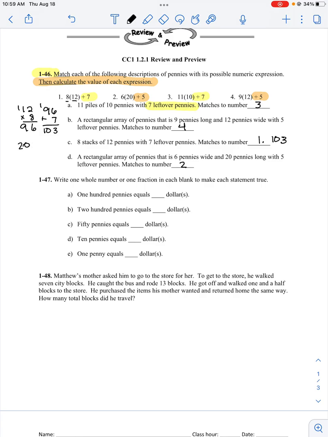Okay, number 2, 6 times 20. So 20 times 6. Okay. 6 times 0 is 0. 6 times 2 is 12. 120 plus 5 is 125. So number 2 was 125. Number 3, 11 times 10. Now the trick for 10, when I'm multiplying by tens, is it's 11 and then I add a 0 at the end of it. So it's 110 plus 7, which is 117.